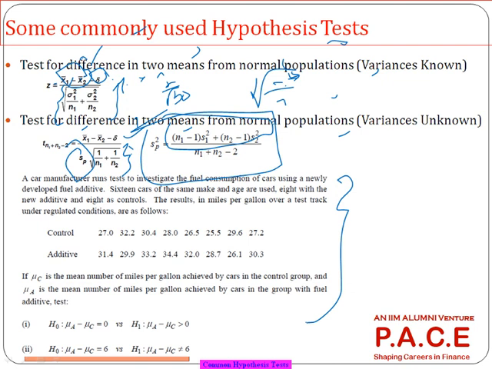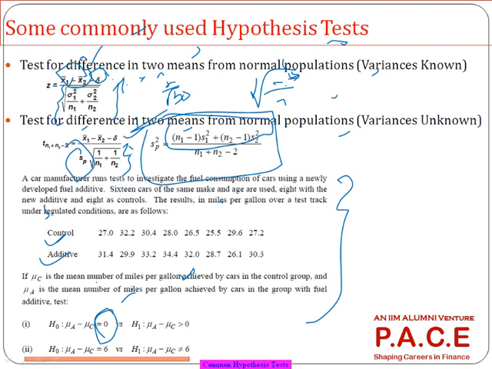So there is a comparison between two sets of data on the miles per gallon. I want to check whether there is equality in the miles per gallon for this versus this. So that's where I am saying the difference is equal to 0.